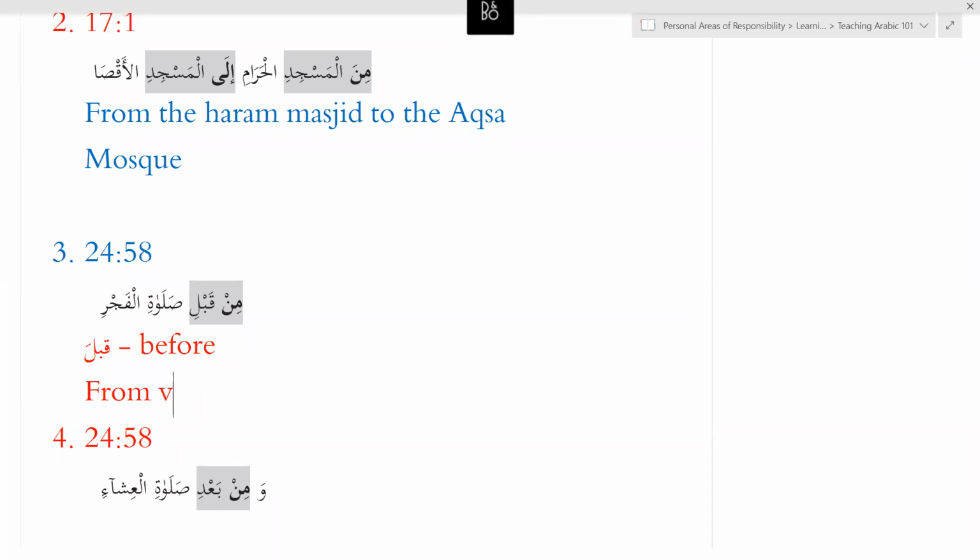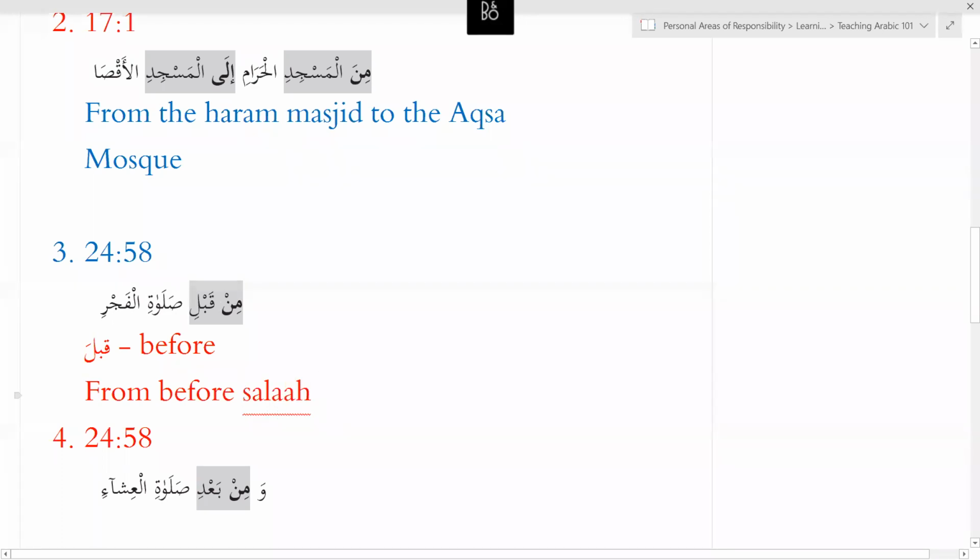Before, very good. From before, Salat al-Fajri. Fajri means prayers, or the Fajr ki namaz. What form is it in? Fajr is usually the dawn prayer. So from before the dawn prayers, or from before the morning prayers. Fajr prayers, very good.